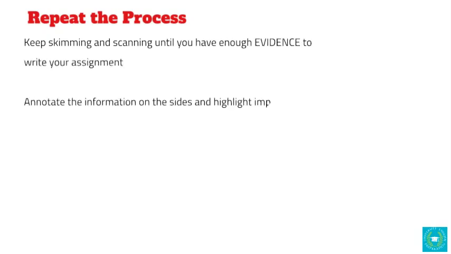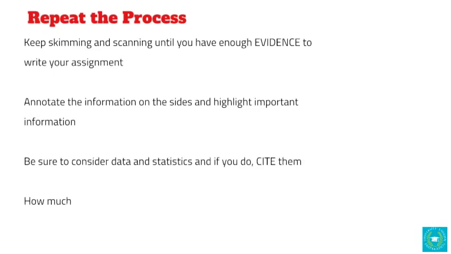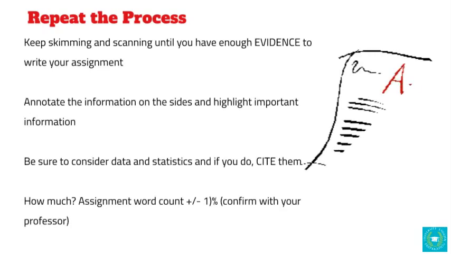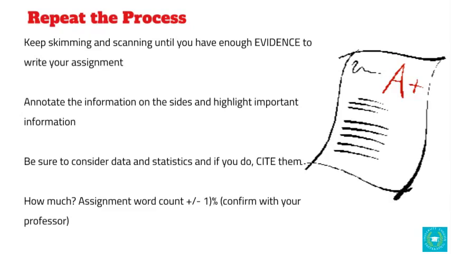We repeat the process until we have enough evidence to back up our arguments. Be sure to consider data and statistics, and if you do, cite them. How much information you choose depends on your assignment and the length of it. Remember, you don't want to be over or under more than 10% of the word count that your professor stated in the assignment. By staying organized and following these steps, skimming and scanning helps you quickly narrow down sources and identify the most relevant information for your research.